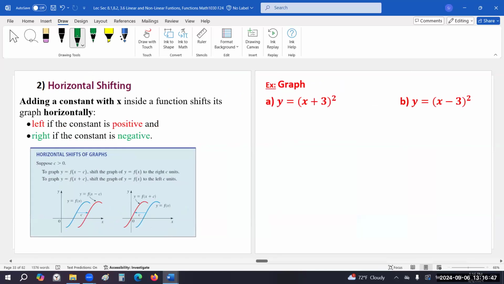For example, where is this 3? Inside the square or outside the square? Inside. That means its direction is going either left or right. So plus 3 is supposed to go right, but actually it goes left. So we are taking our square function and we are going to move it 3 left. How about the next one? We have a minus 3 inside our square. So which direction will it go? To the right.